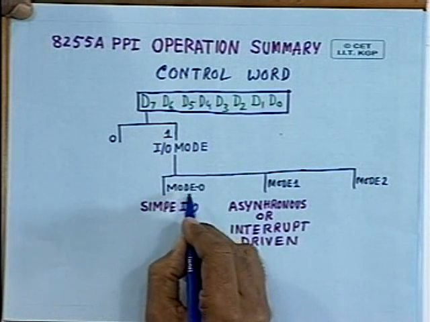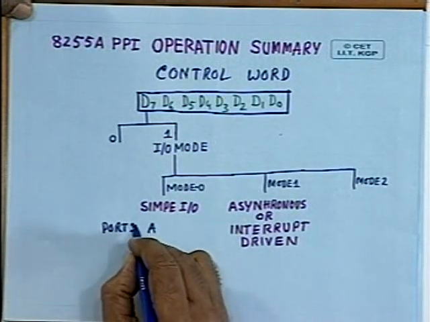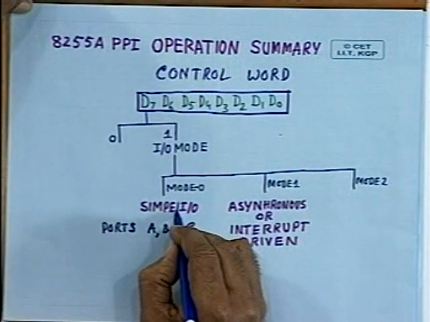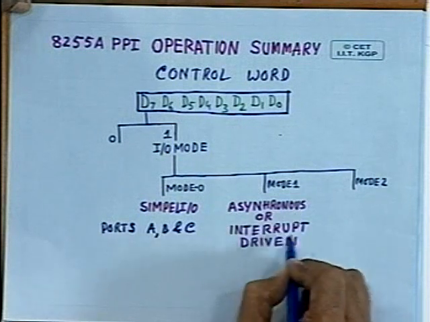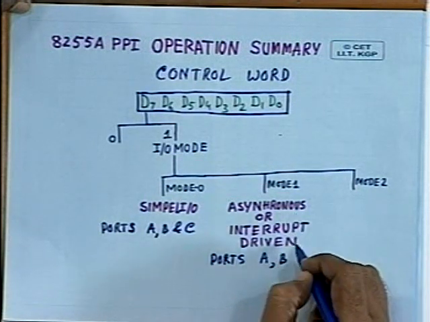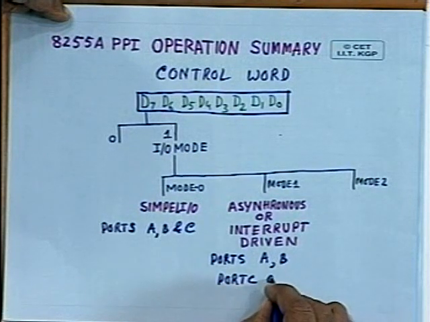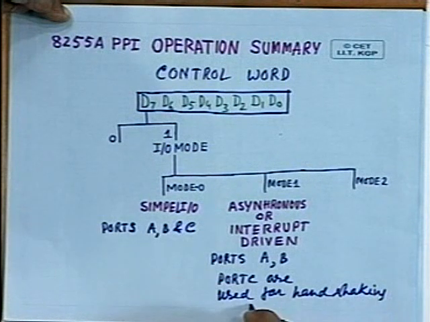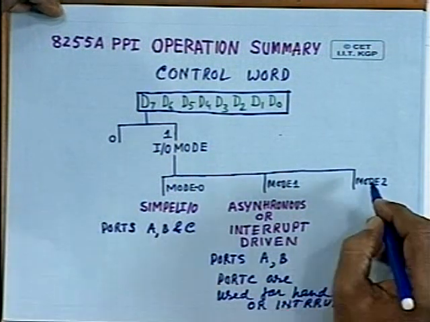As I have discussed, mode 0 is simple input-output operations, and ports A, B, and C, all the three ports can be used in this simple I/O mode. On the other hand, mode 1 is used to implement a synchronous and interrupt driven mode, and ports A and B can be configured in either of these two modes. Whenever you are using mode 1, port C lines, we have seen, are used for handshaking or as interrupt lines. Now we are left with mode 2.